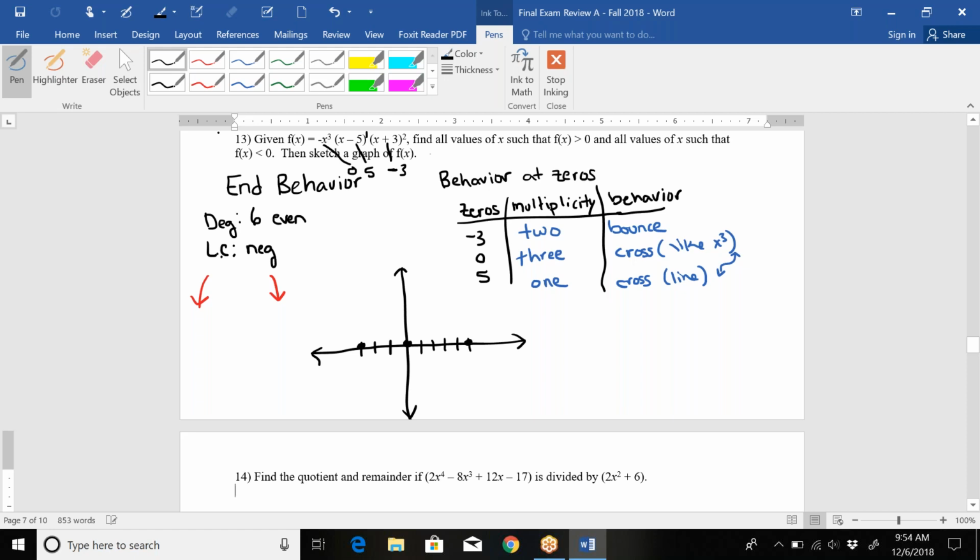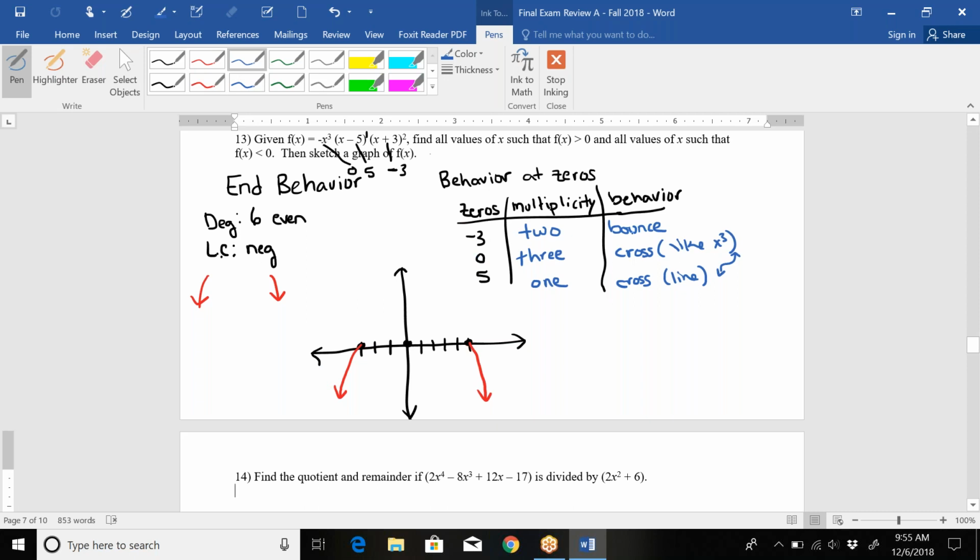and 5. I put my end behavior down next because you base your behavior at the zeros off of what is going on from left to right, and that means you have to know the starting value that you're headed towards on that end behavior. So then in the middle here, we kind of follow our chart. This is why I put it in order from least to greatest.